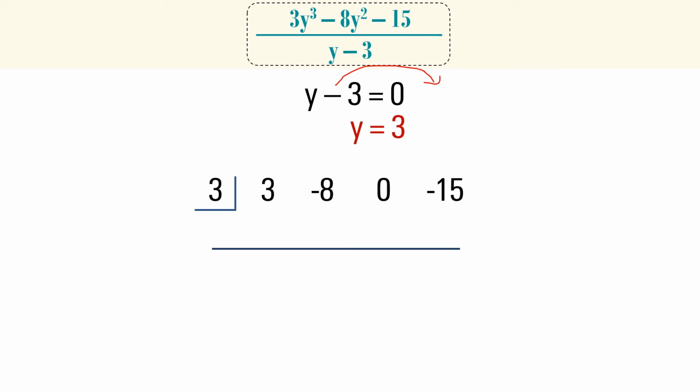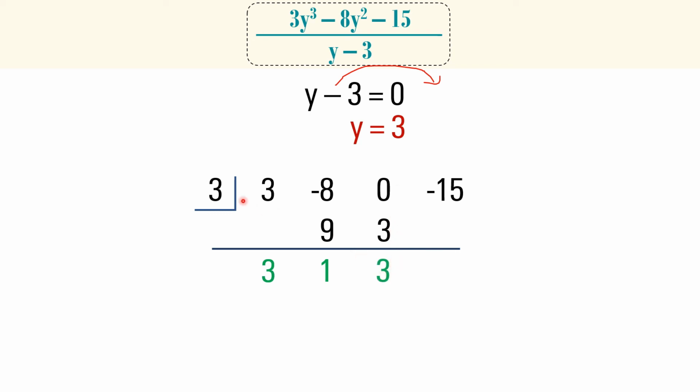Let us start with bringing down the first term. Bring down 3. Okay. Then after that, multiply, then add. And repeat the process. Multiply, add, multiply, add. So let's multiply first. 3 times 3 will have positive 9. Then add them. Negative 8 plus 9, different sign. Therefore, we have to subtract. We'll get positive 1. Then multiply 1 times 3. We'll have positive 3. Add 0 plus 3. You will have positive 3 again.